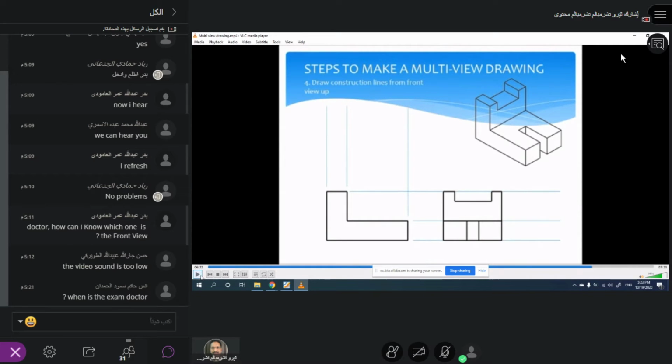See that? So this is again the construction line drawn from the front view to the top. So by doing this, you are maintaining the same length. You don't need to measure the length of the top view again because you already extend it, right? So this will save your time and effort.